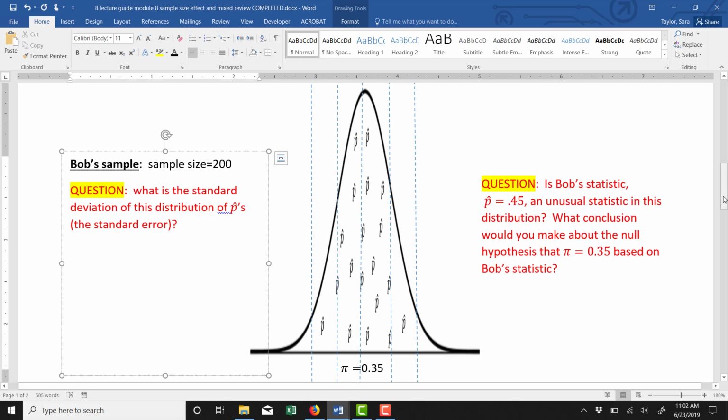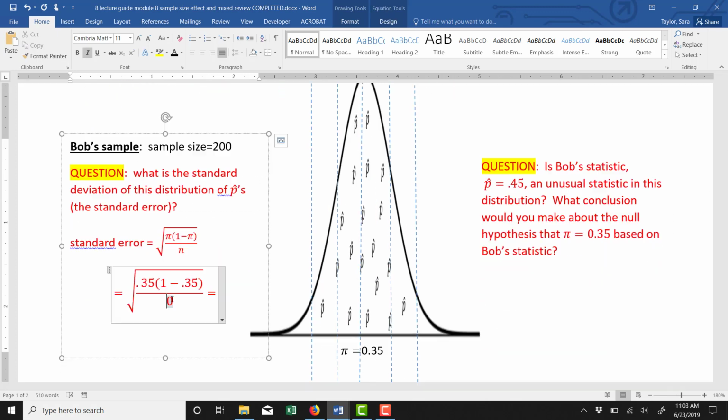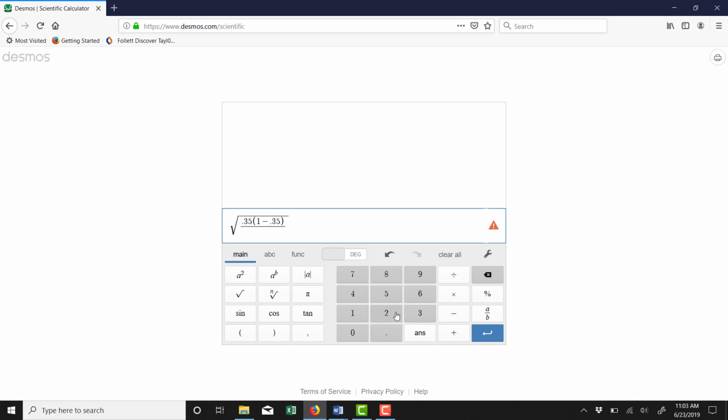So again, we're going to use the same formula, square root of pi times 1 minus pi over n. And again, I plug the values in. Pi is still 0.35, but the value of n in the denominator is now 200. Notice, since I'm going to be dividing by 200 instead of dividing by 40, it's going to make this whole thing much smaller than it did in the first problem. So I'm going to pull out Desmos. Okay, and I've typed it all in Desmos here, and it says that the standard error is 0.03.